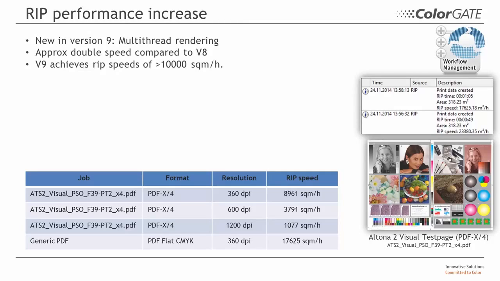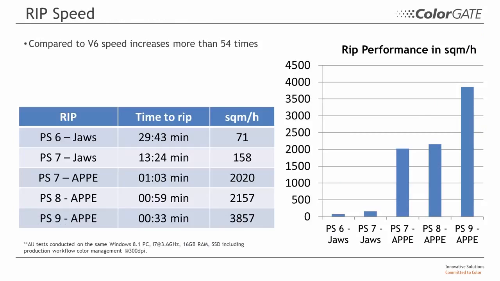Another new aspect in version 9 is that several CPU cores can now be used per job. Tests using standardized test suites reveal that the RIP speed is almost twice as fast, which corresponds to a data performance of over 10,000 square meters an hour. The new RIP performance is also better compared to the previous versions.